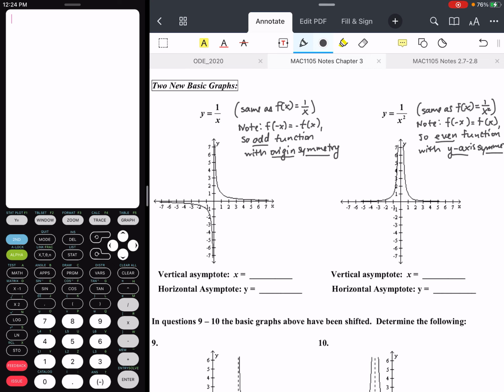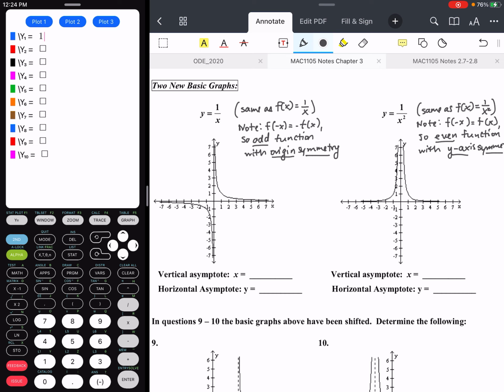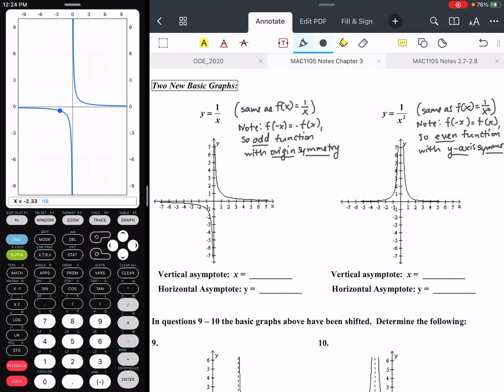All right, so now we're going to look at two basic rational functions. First, we've got y equals 1 over x, and of course you could pull this up in your graphing calculator if you're not staring at a graph already. So y equals 1 over x looks something like this. Just a couple of notes that I wrote over here.